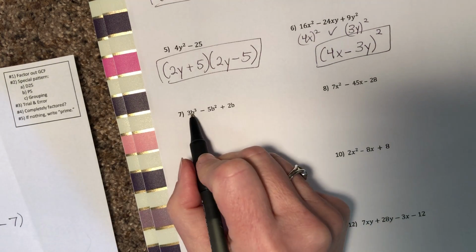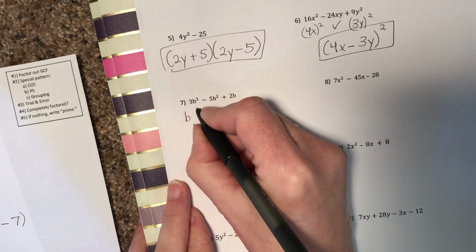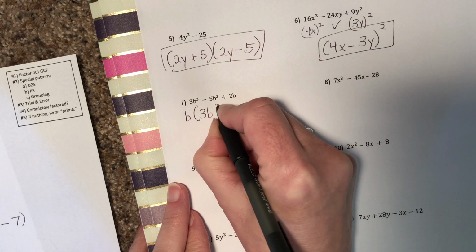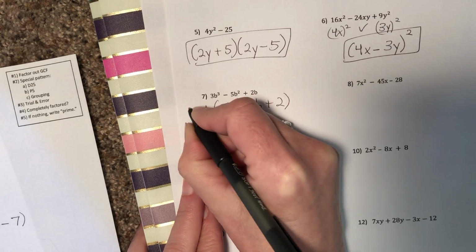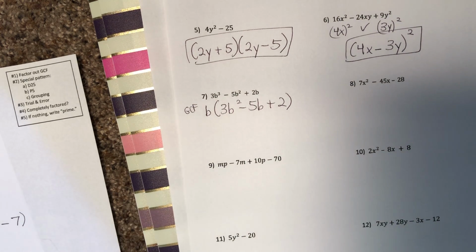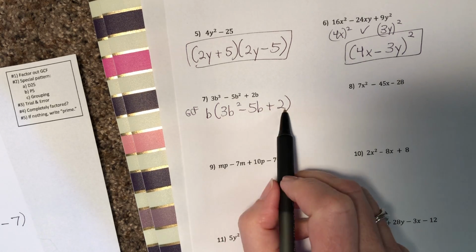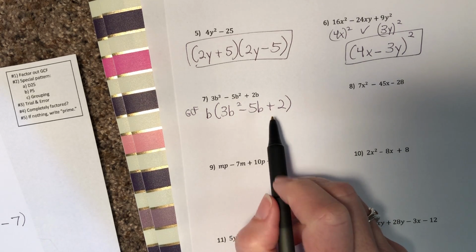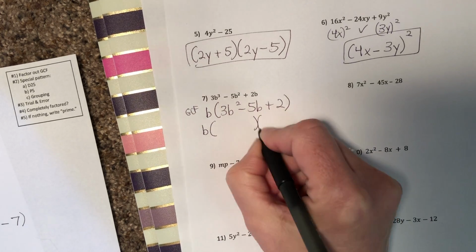Number 7, there's a b in all terms, so I have to first pull out the b. 3b squared minus 5b plus 2. All right, that's a GCF step. Then I'm looking at this. It's not the difference of two squares. It's not a perfect square because the ends are not squares. So I'm going to try trial and error. I know it works because I've done it before.